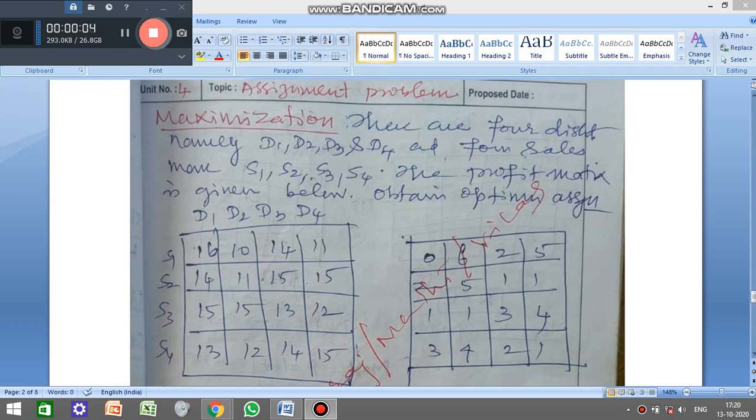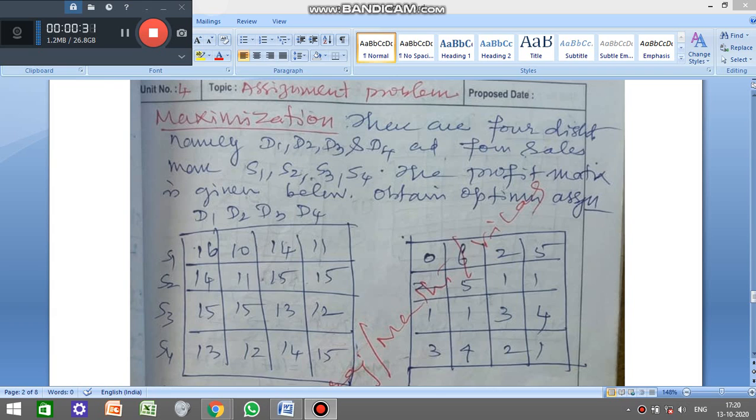Coming over here, maximization problem, okay? And I told you already what the maximization problem is, am I correct? So now in this particular video, I am going to solve a maximization problem, okay? Now the given problem is a maximization problem.